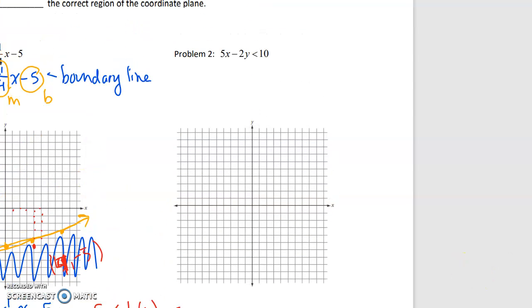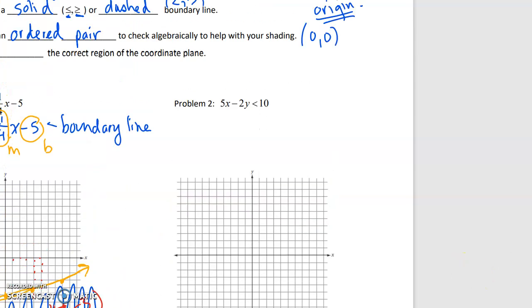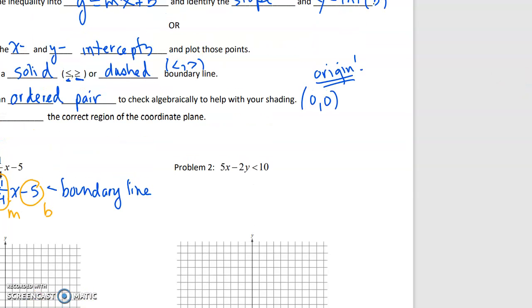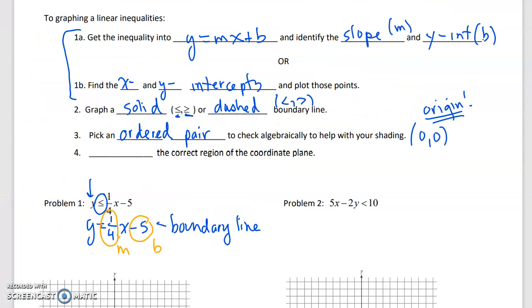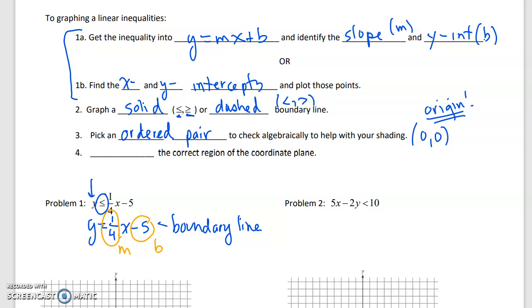So for this second problem, I set it up so that we could do the x and y intercept method of graphing. It is in standard form, and that's usually the easier method. Now sometimes, depending on the way your equation looks, when you go to divide and find your intercepts, you might not get a nice integer point, and then I would probably use slope intercept for it.